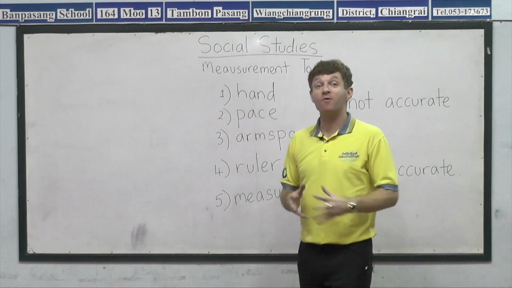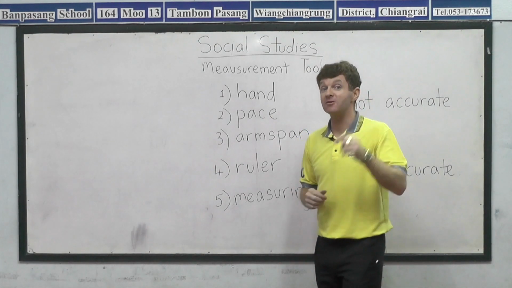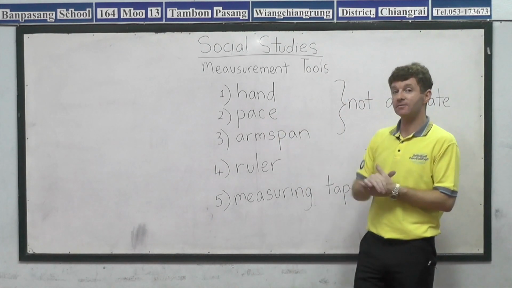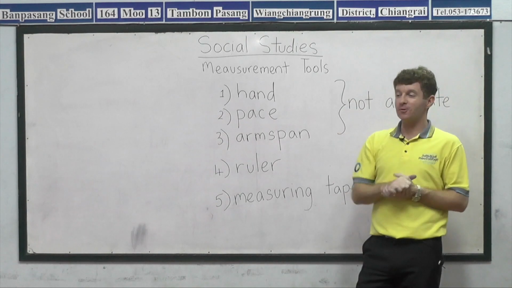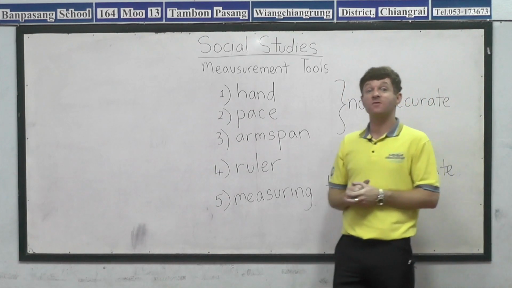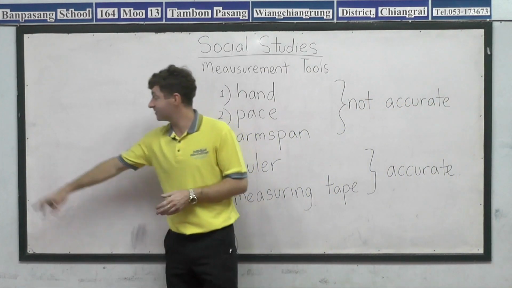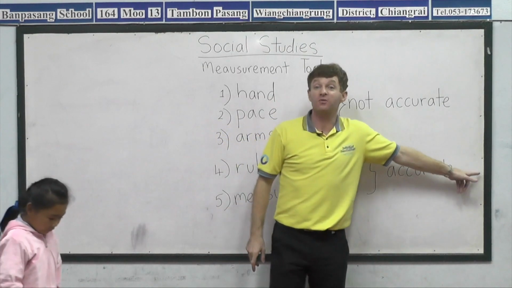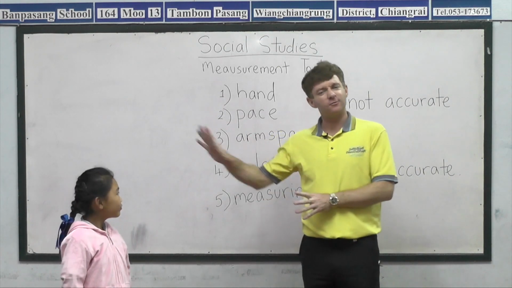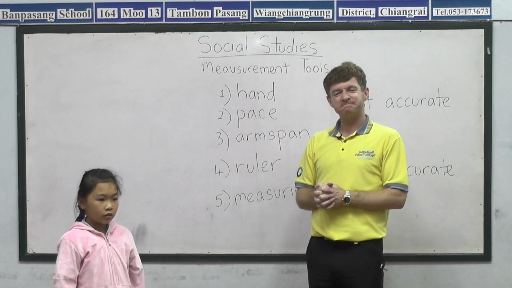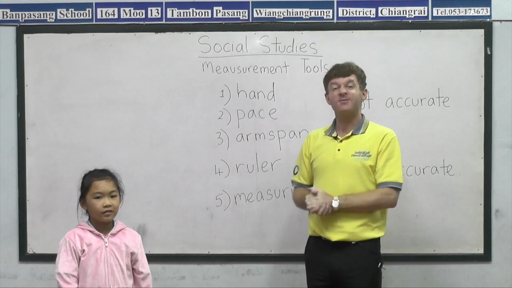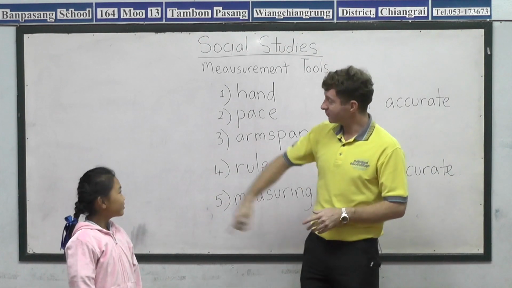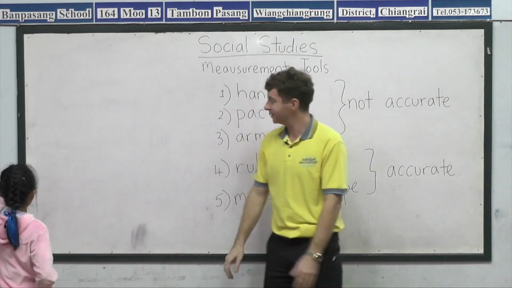Now I would like a volunteer to demonstrate measurement tool number 1, hand. Nadia, come and join me at the front. So what we need to do, we need to measure the distance from one side of our board to the other. So how many hands do we think it will take, Nadia? I think around 20. So Nadia, can you start here?